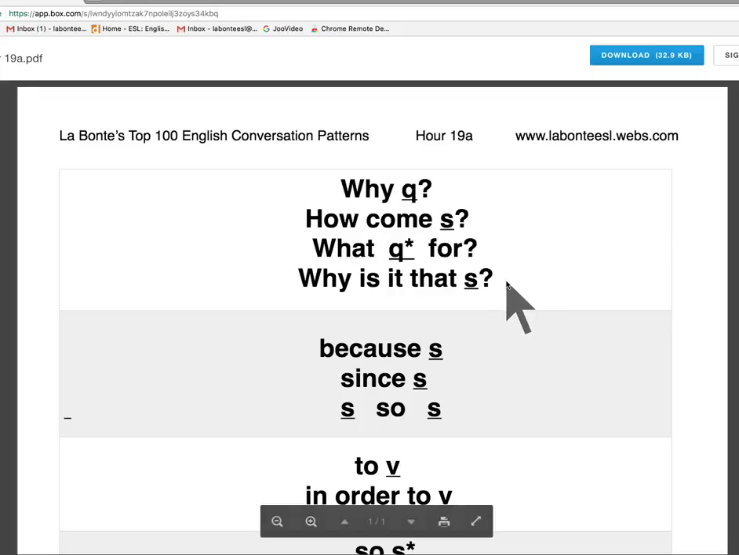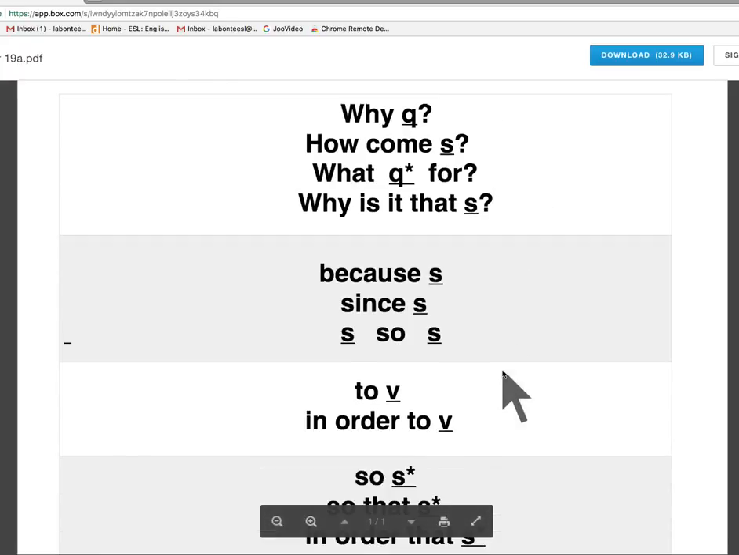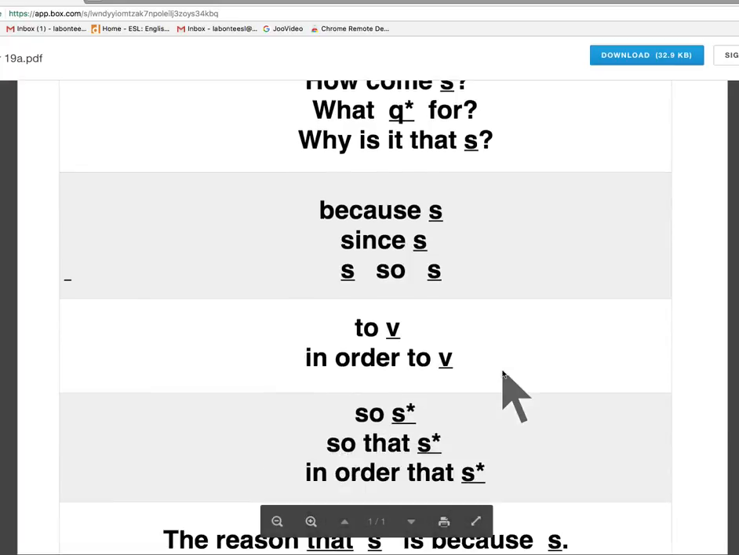My job as a teacher is to let them know what they're going to hear the most so that they can focus their attention on what they're going to hear the most, not the oddball things which they may hear, but in conversation what they're going to be hearing. Okay, responses to why questions come in here.